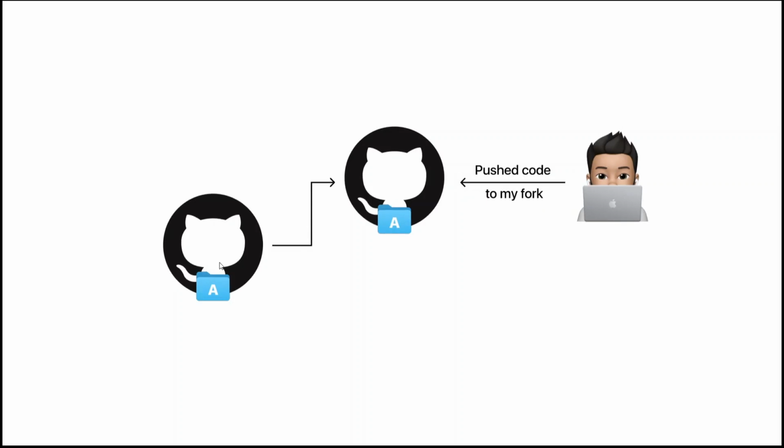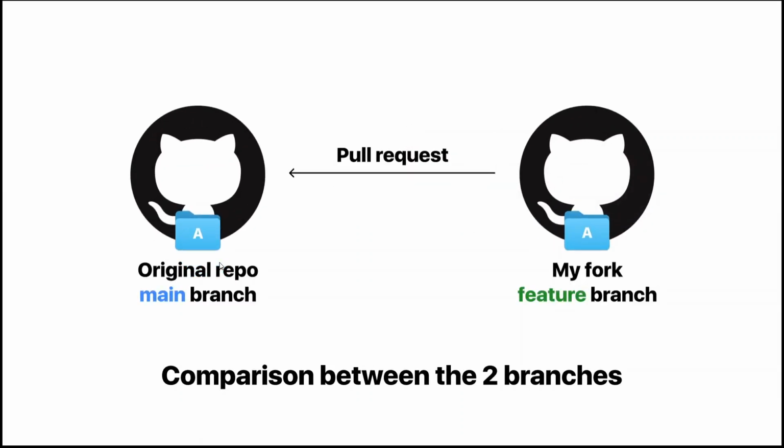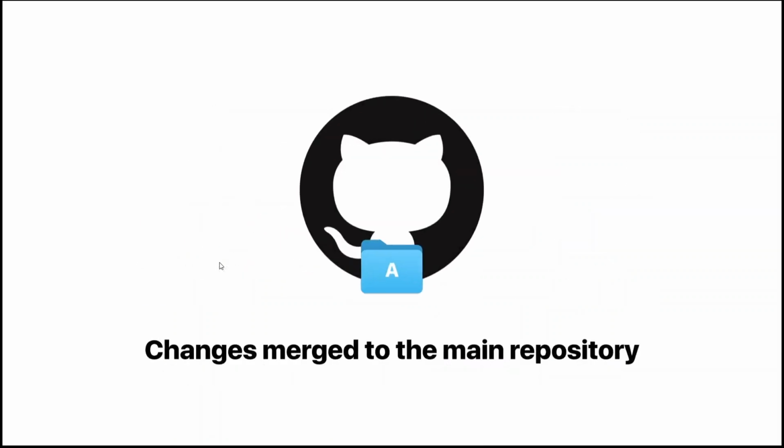Now when you want to push your changes, you will raise a pull request. So your fork will be compared with a branch in the main repository, and after your pull request is reviewed by other engineers and if everything looks good, it will be merged into the main repository. So this is essentially an example of having multiple remotes.